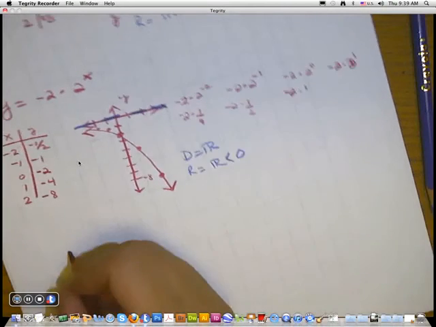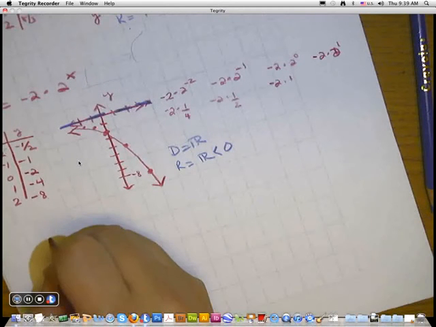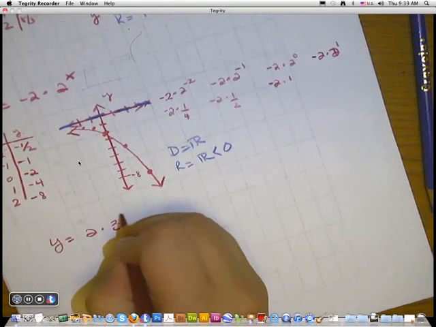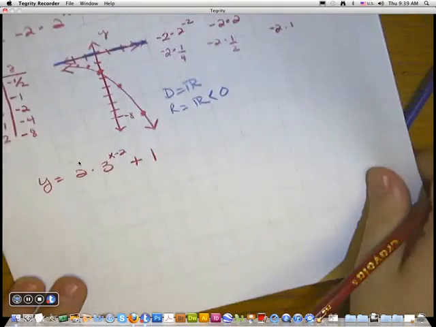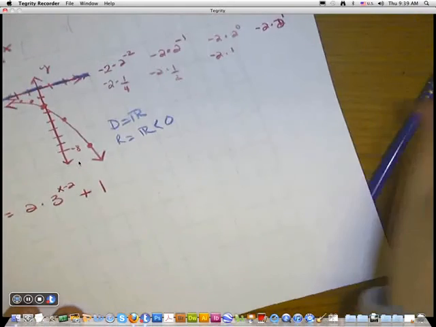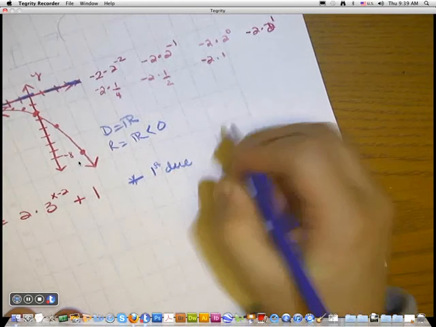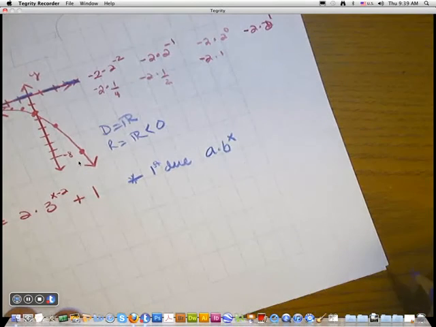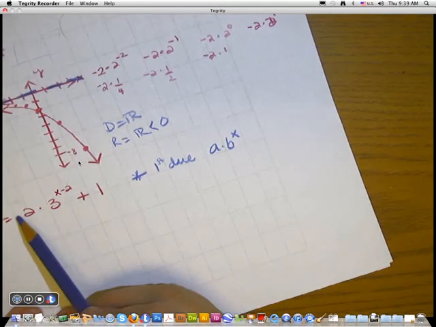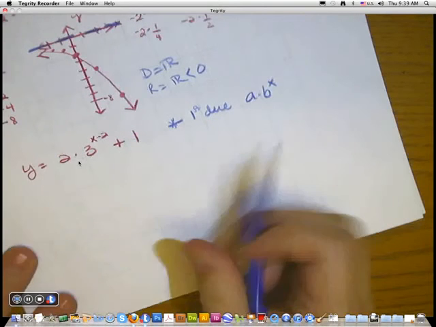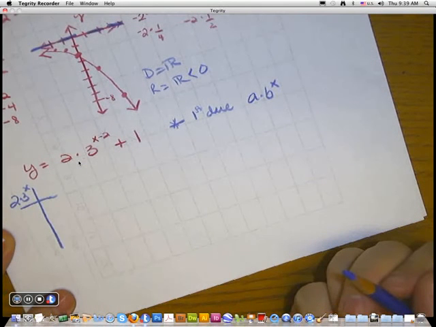Alright, so let's look at some shifting. The last one was a normal graph above the x-axis, and this was a normal one below the x-axis. So let's look at some shifting. So y equals 2 times 3 to the x minus 2, plus 1. Alright, when we do these, we first do a times b to the x. So that means I'm going to ignore the -2 and ignore the +1. The only thing I'm looking at is 2 times 3 to the x.